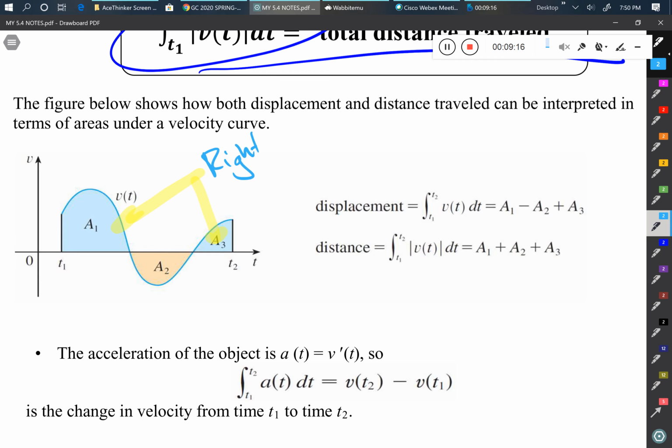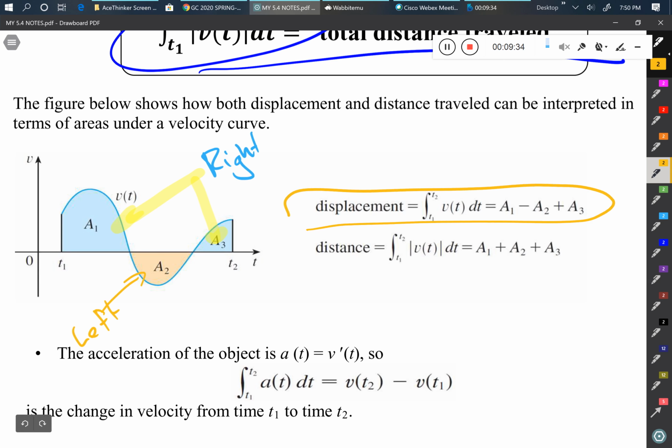Positive area here represents distance or movement to the right. The middle piece here is going to represent movement to the left. And so if I add up 2 rights and subtract off 1 left, that's going to give me my displacement. Okay? So my displacement would be the area 1 minus the area 2 plus the area 3.